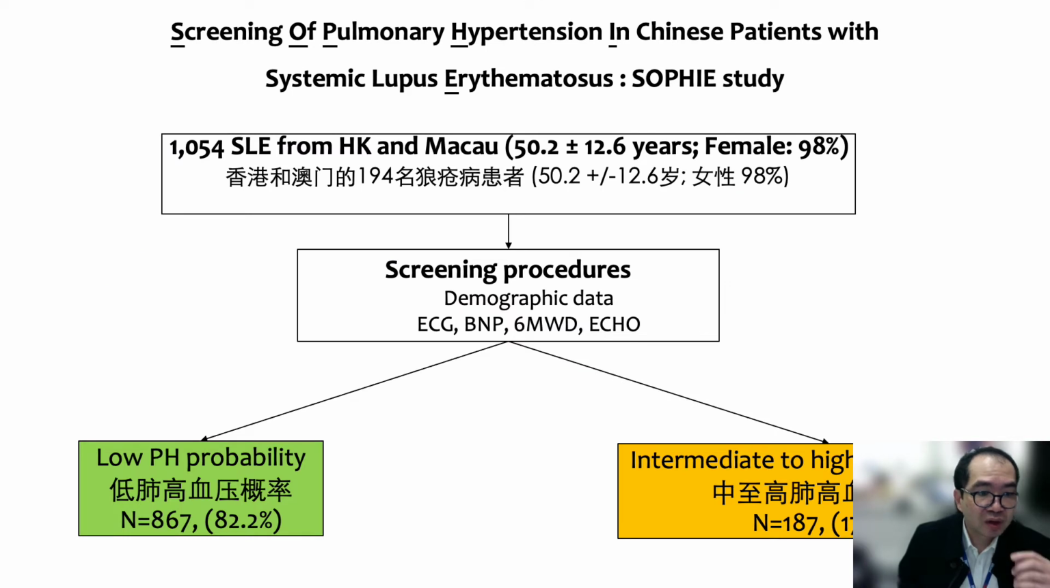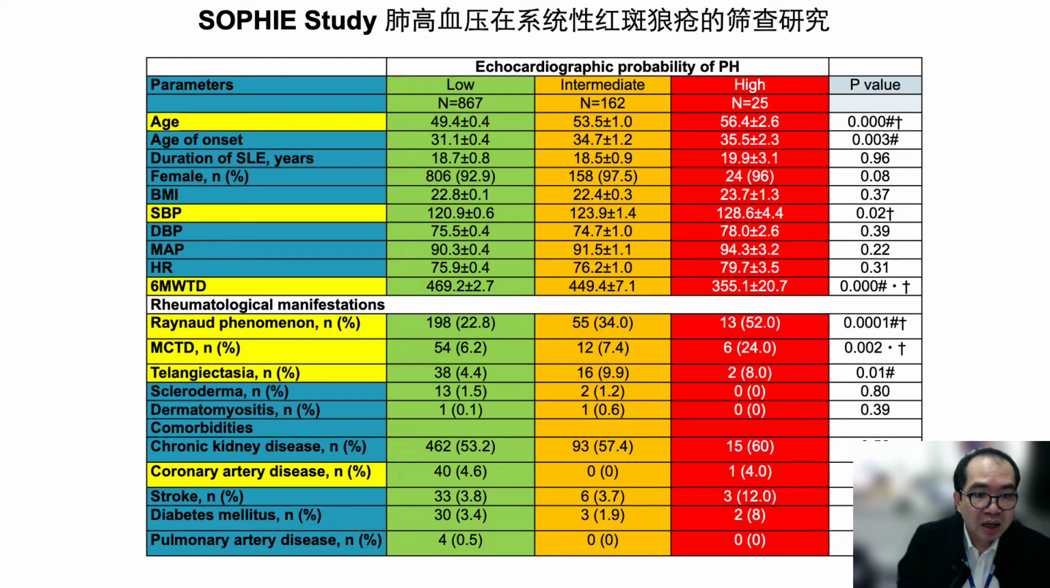So what we have done, altogether in Hong Kong and Macau, is screen more than 1,000 patients not previously known to have pulmonary hypertension. And of these patients, 187 were considered to have an intermediate to high probability of pulmonary hypertension, and 82% were considered to have a low probability of pulmonary hypertension.